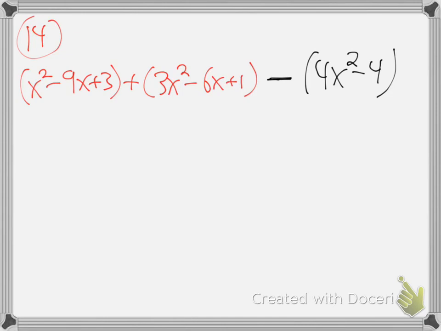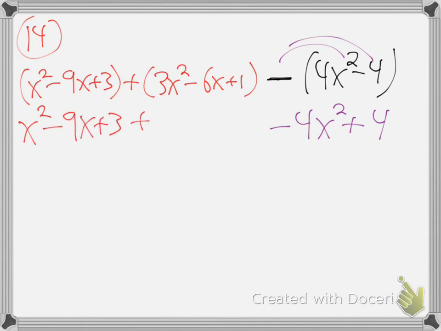Okay, so you guys know what to do. The minus sign here distributes, and you get minus 4x squared plus 4. Bring down the other things. The other parentheses don't have a negative in front, so they don't change. Good to there. All right, let's combine like terms.